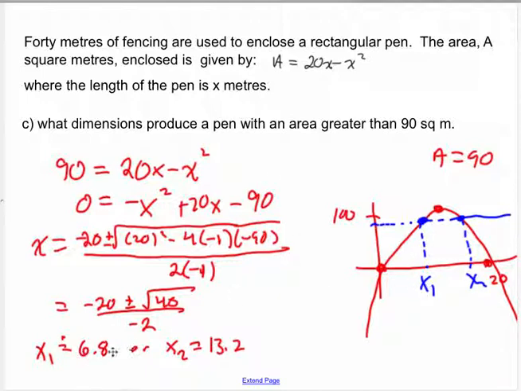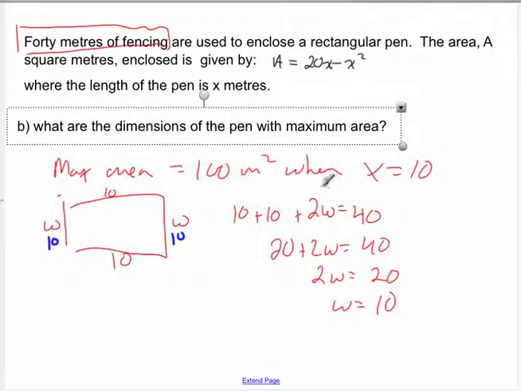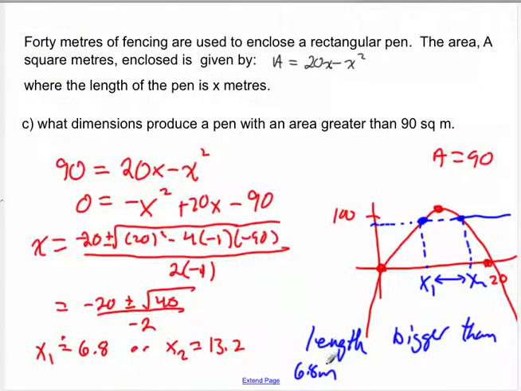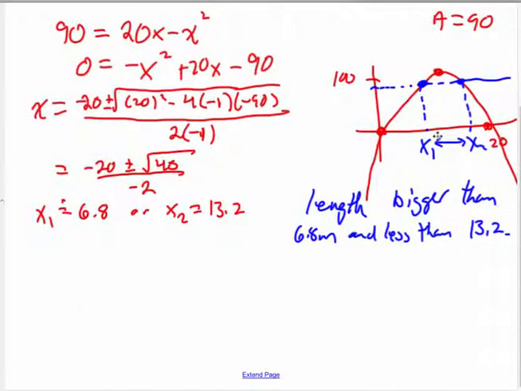So if a length of 6.8 gives me an area of 90, and a length of 13.2 gives me an area of 90, in order to have an area greater than 90, I would have to be between these two values. I would have to have a length that is bigger than 6.8 meters. Now remember, our max area occurred when it was 10. So a length bigger than 6.8 and less than 13.2. As long as I have a rectangle that has a length between these two values, then I'll have a total area that's bigger than 90. It might not be 100 unless I'm smack dab on 10, but at least it'll be bigger than 90.